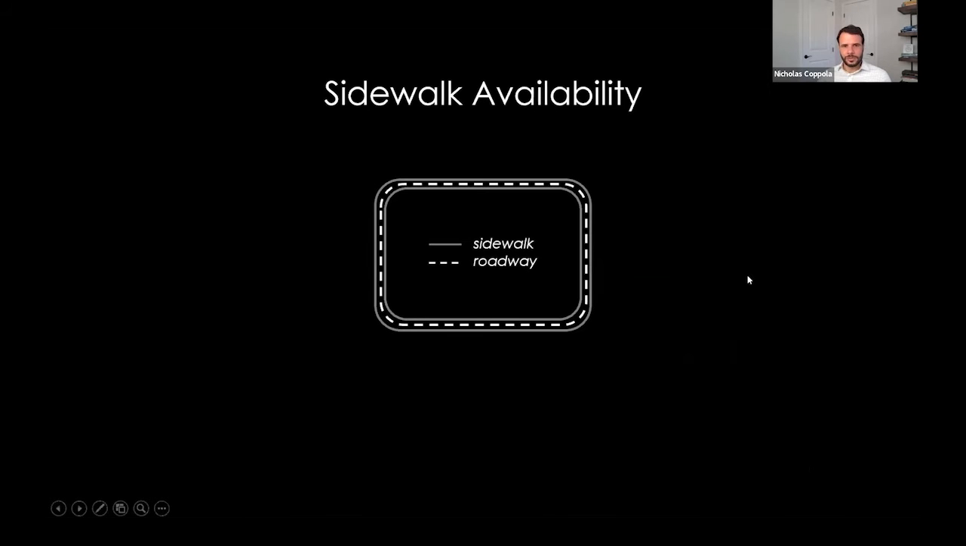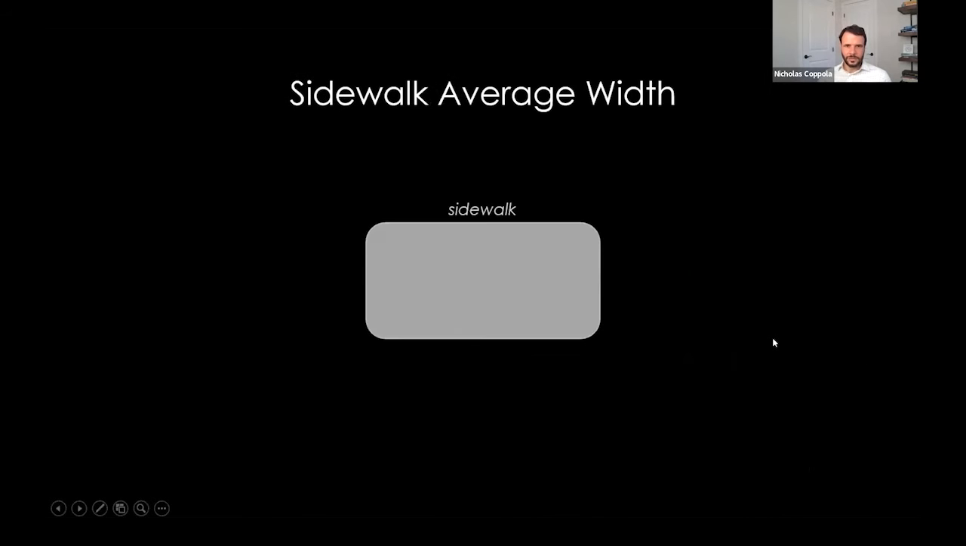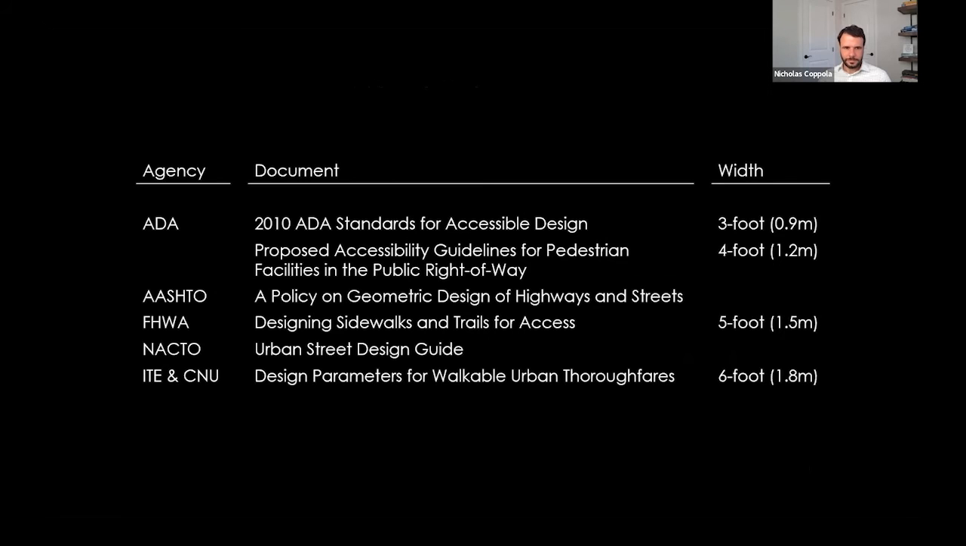So what we did was we took a look at sidewalk availability, which is basically taking the linear data of the center line for the sidewalks and the center line for the roadway and calculating availability. We did the same thing with average width, which is just, as it sounds like, taking a basic calculation of the area divided by the center line length for the sidewalks, and we were able to calculate an average width.